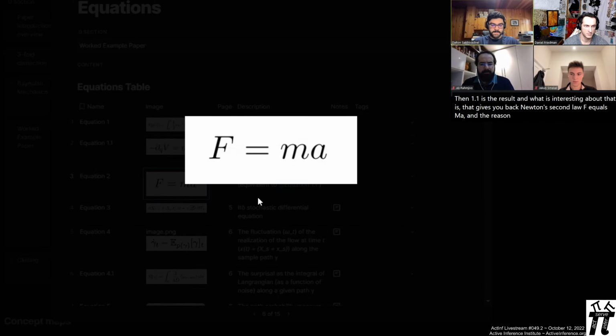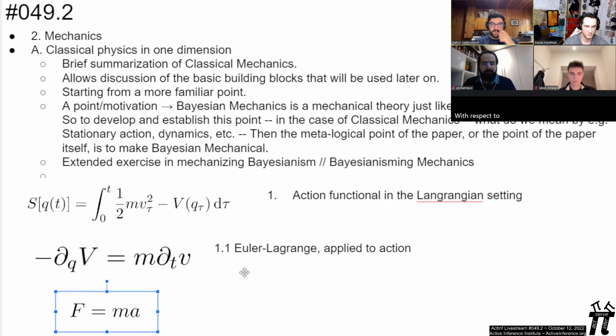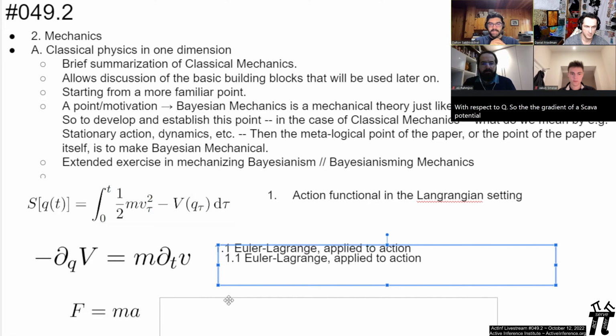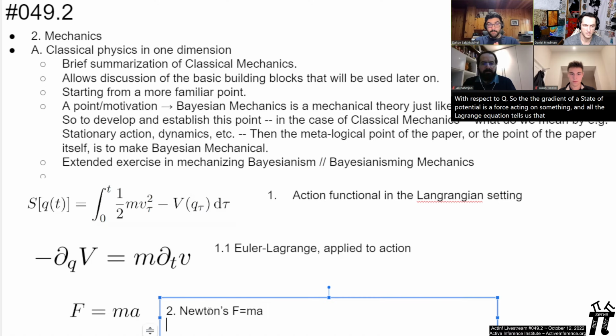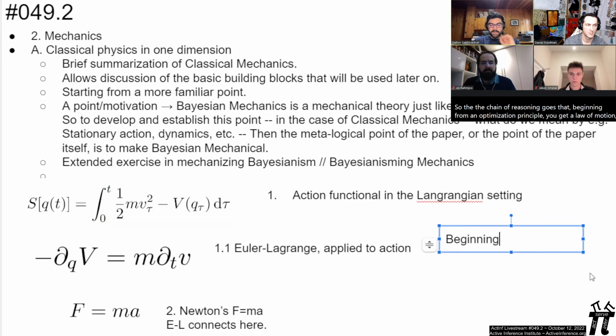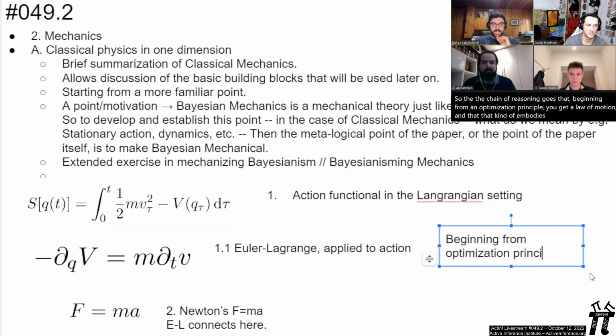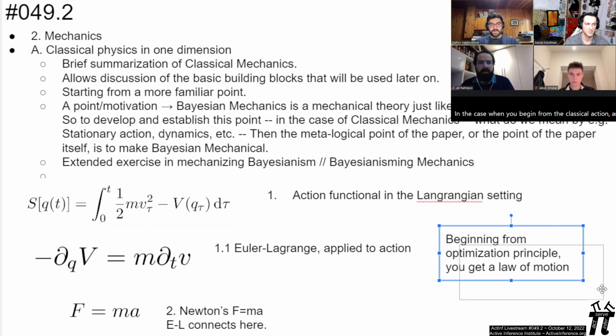The reason why is because the derivative of V with respect to q, so the gradient of a scalar potential, is a force acting on something. And the Euler-Lagrange equation tells us that force is equal to the mass times the time derivative of velocity, which is the acceleration. So the chain of reasoning goes that, beginning from an optimization principle, you get a law of motion, and that kind of embodies classical mechanics, in the case when you begin from the classical action and you get Newton's second law.